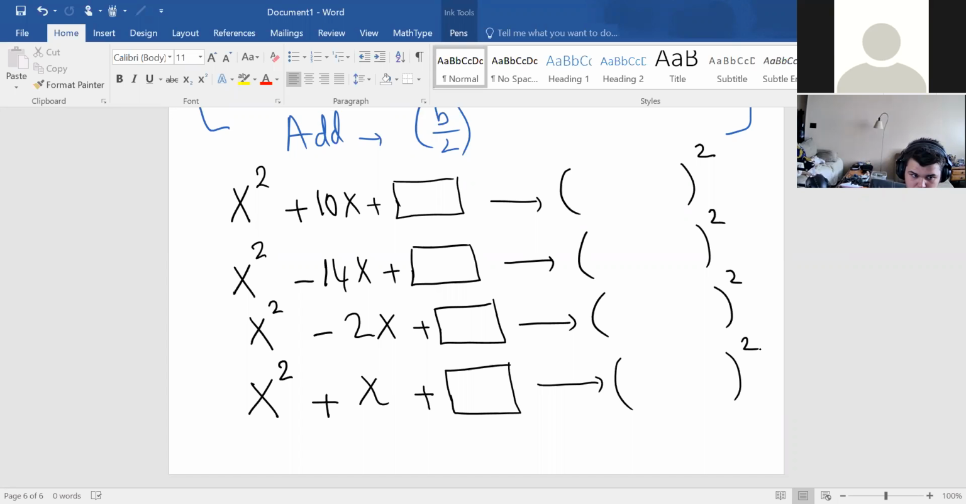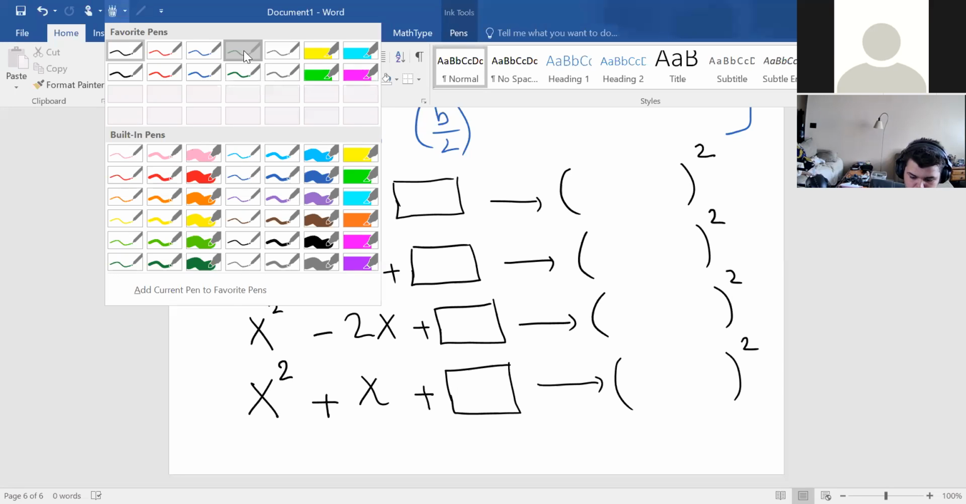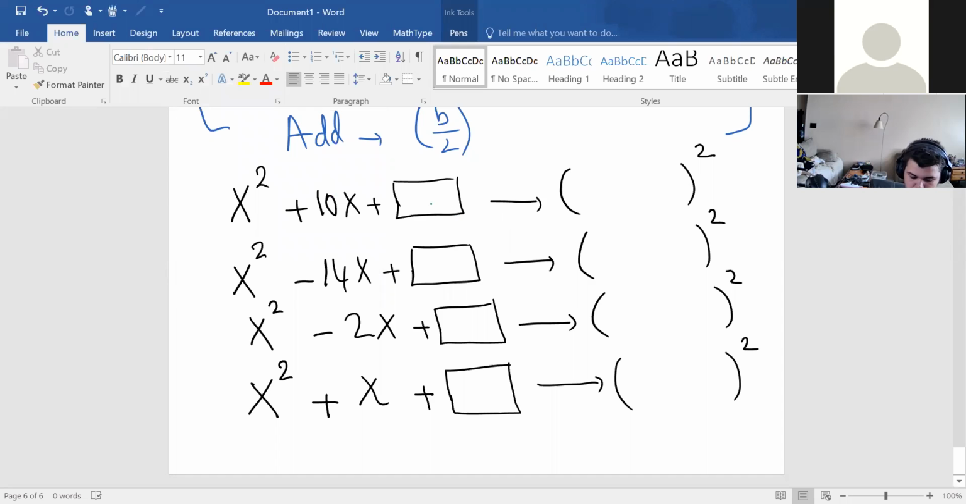All right. So what is the first box? What is the first number we have to add to get a perfect square? 5 squared, right? So we have to add 25, right? If we add 25, what square we get on the right side? x plus 5, all squared, right?